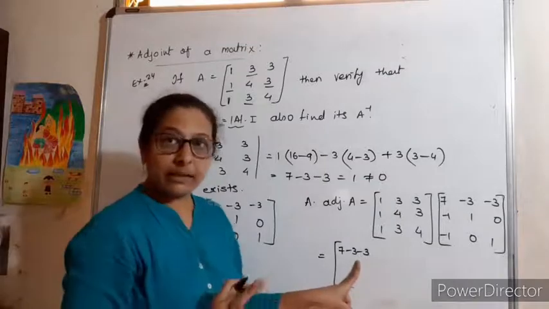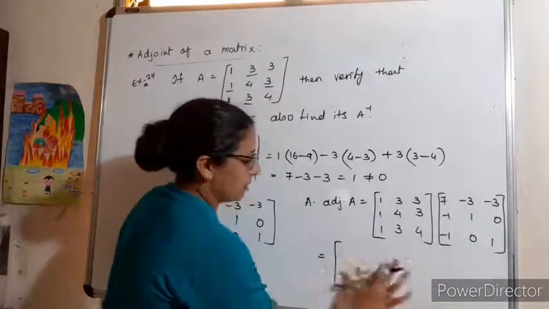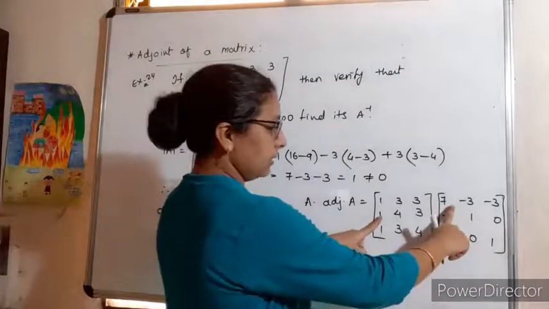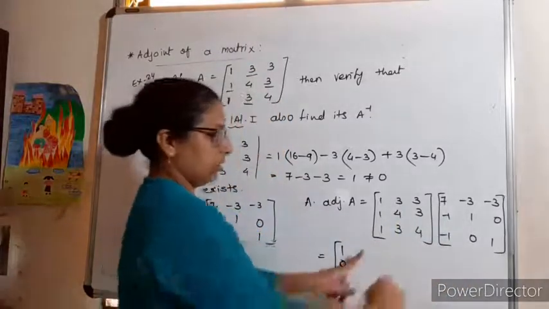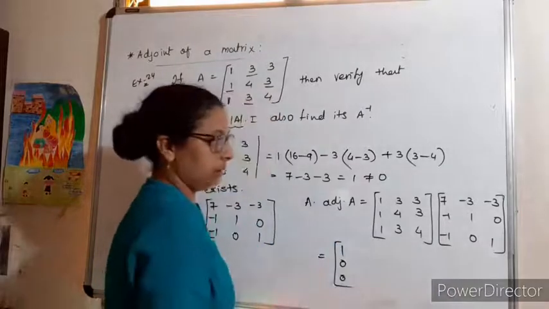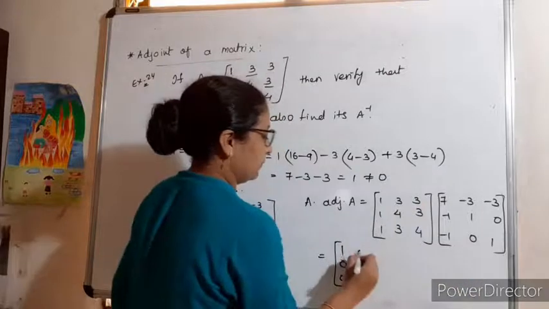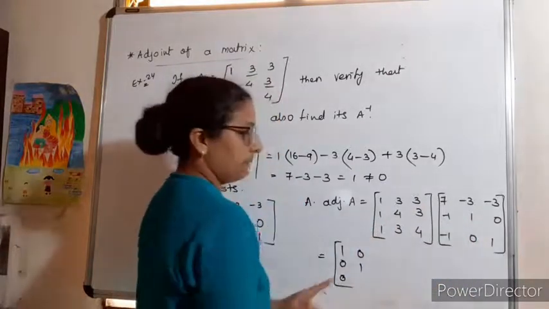Should I write or directly? Okay, here we'll write it directly. Now 7 minus 4 minus 3 is 0. 7 minus 3 minus 4 is 0. Minus 3 plus 3 is 0. Minus 3 plus 4 is 1.